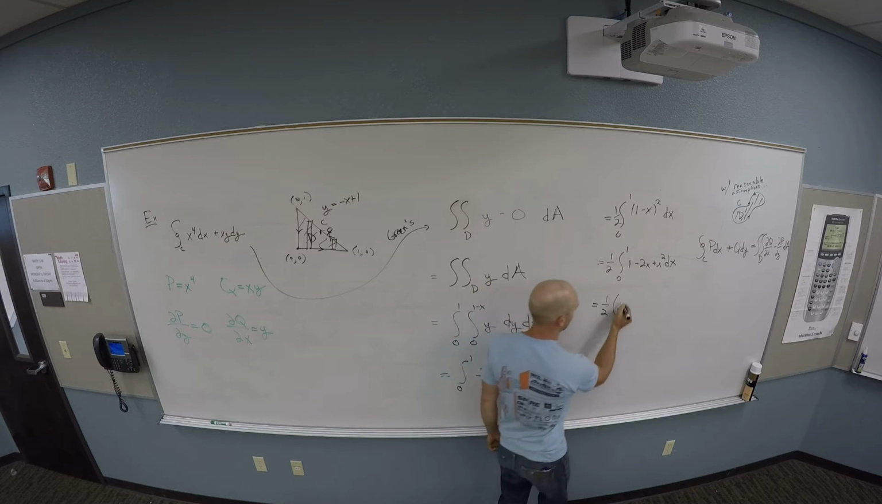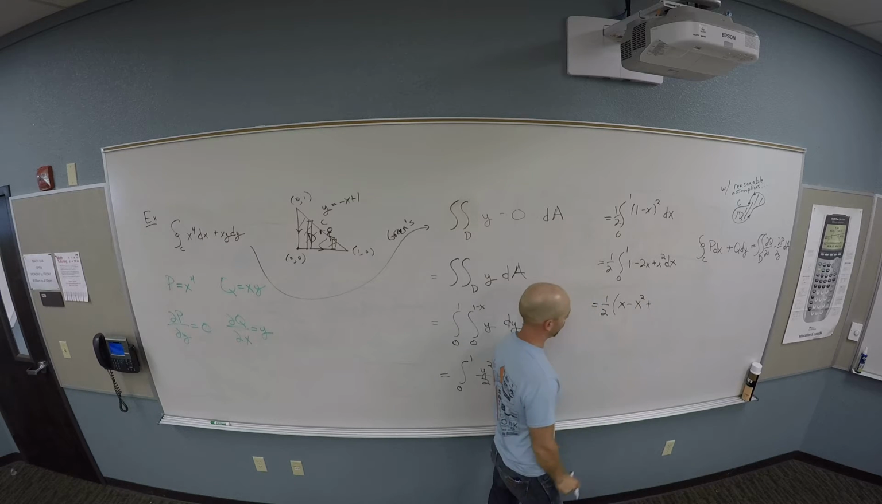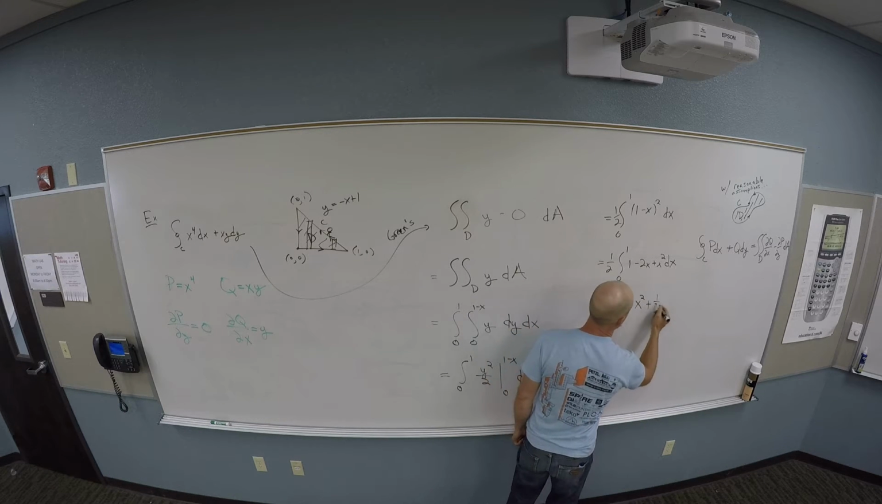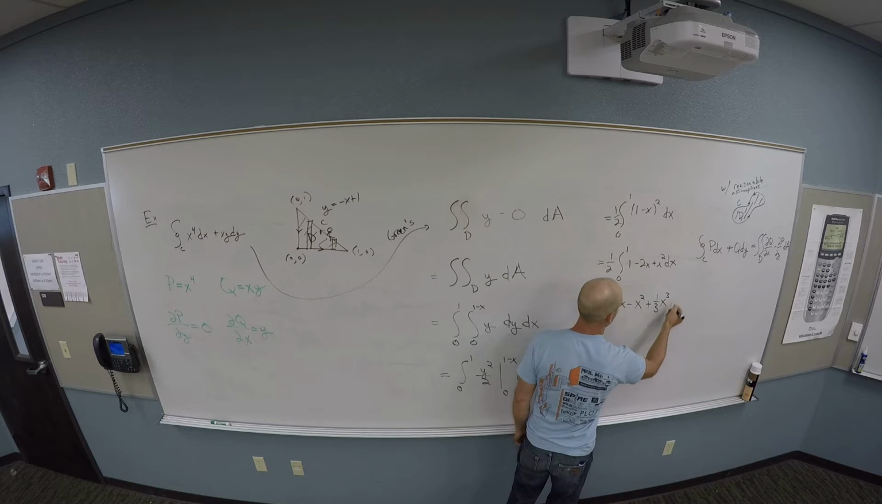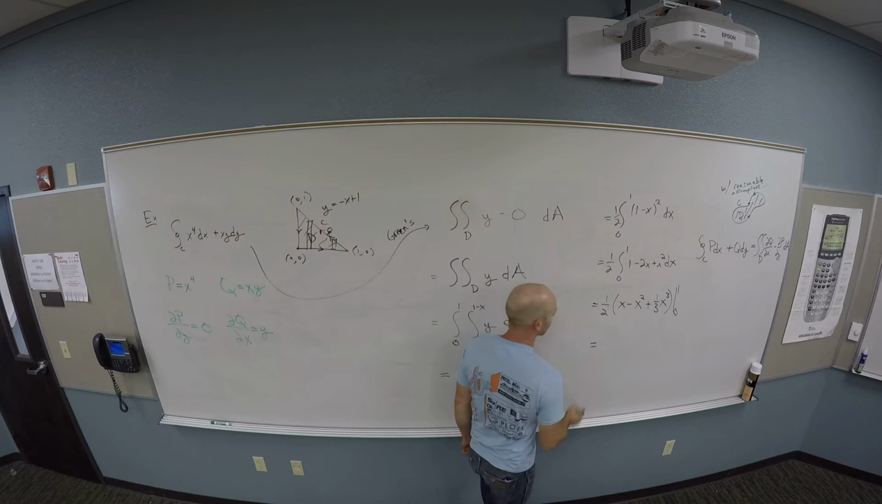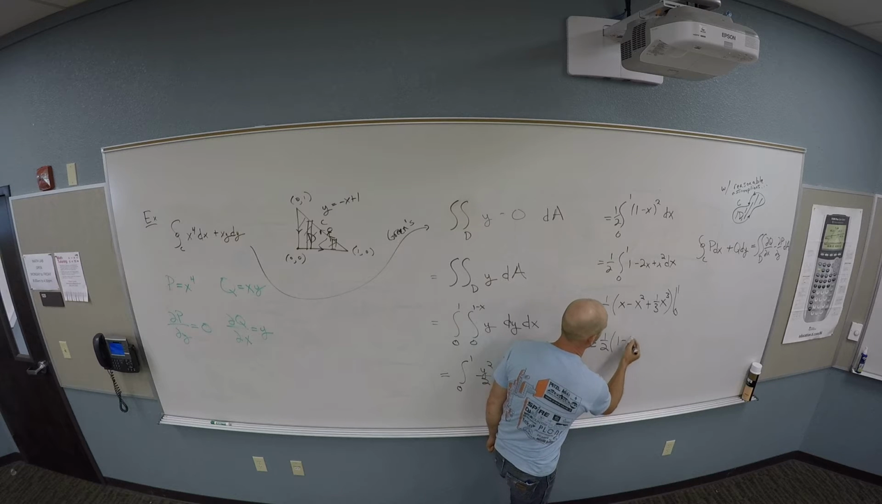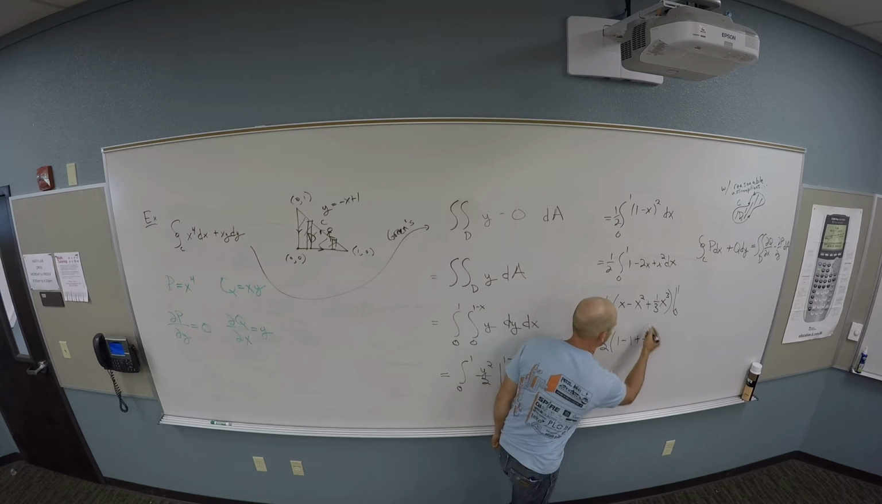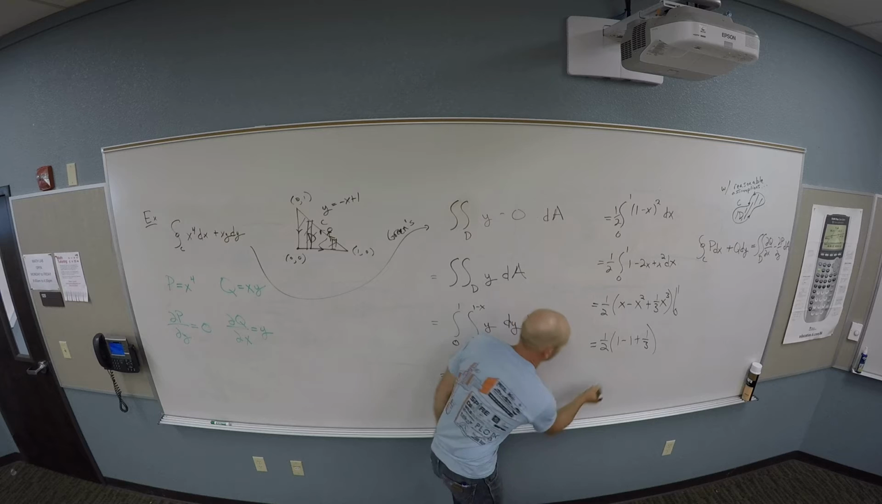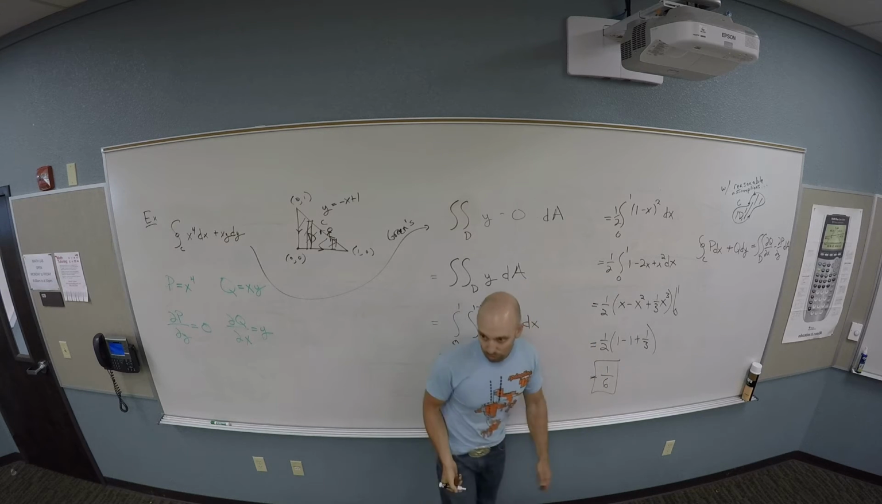So you get 1/2 times x minus x squared plus 1/3 x cubed, evaluated from 0 to 1. The 0 disappears, which gives me a total of 1/2 times (1 minus 1 plus a third). So 1/6. The answer is 1/6. Cool.